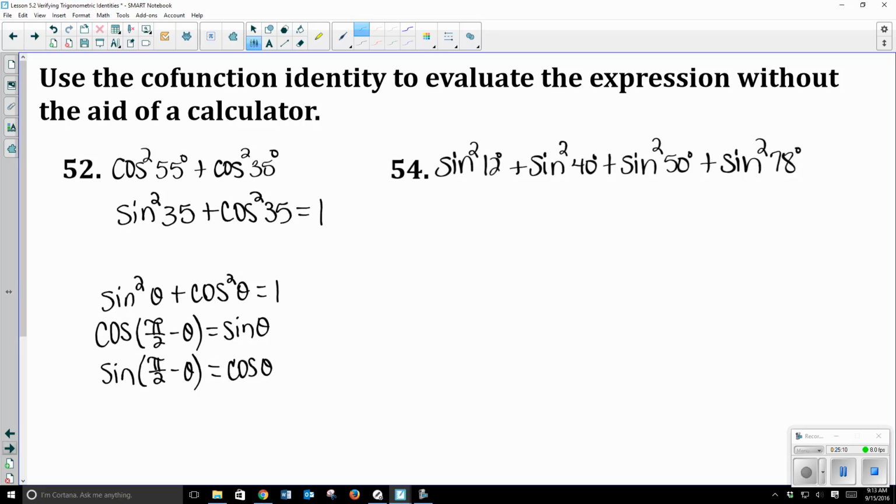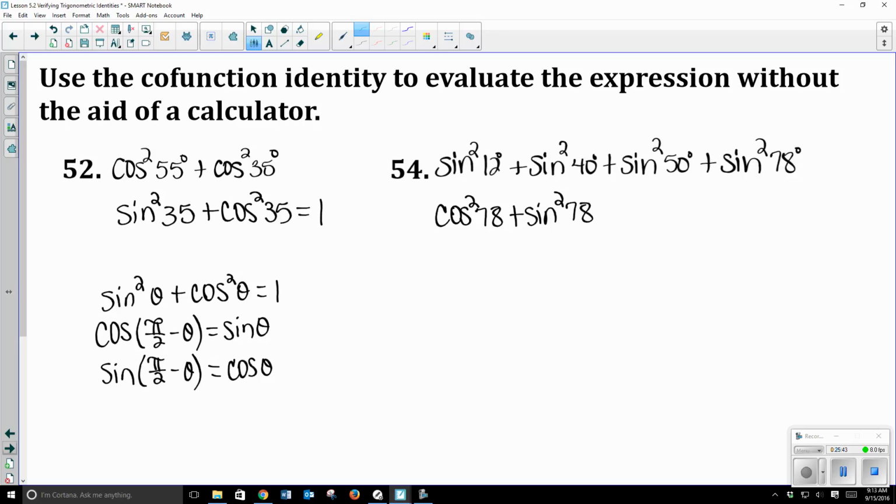Number 54, similar thing. Sine squared 12. Let's see, which ones do we need to change? You see that 12 and 78 add up to 90. 40 and 50 add up to 90. So you'll want to change one of the two. So let's change sine squared 12 to cosine squared 78. And let's go ahead and write plus sine squared 78.